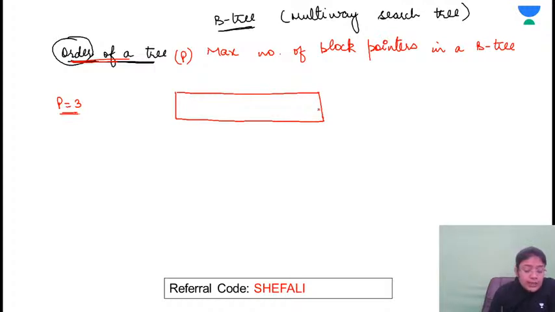Okay, so is the difference clear that what is the block pointer and the record pointer? Block pointer is pointing to the next block. Next block means the next node, and record pointer is pointing to a record in the database file. So order of a tree P is nothing but the number of block pointers, and here we are saying that this is having 3 block pointers. Let's say this is one block pointer, this is second block pointer, this is the third block pointer.